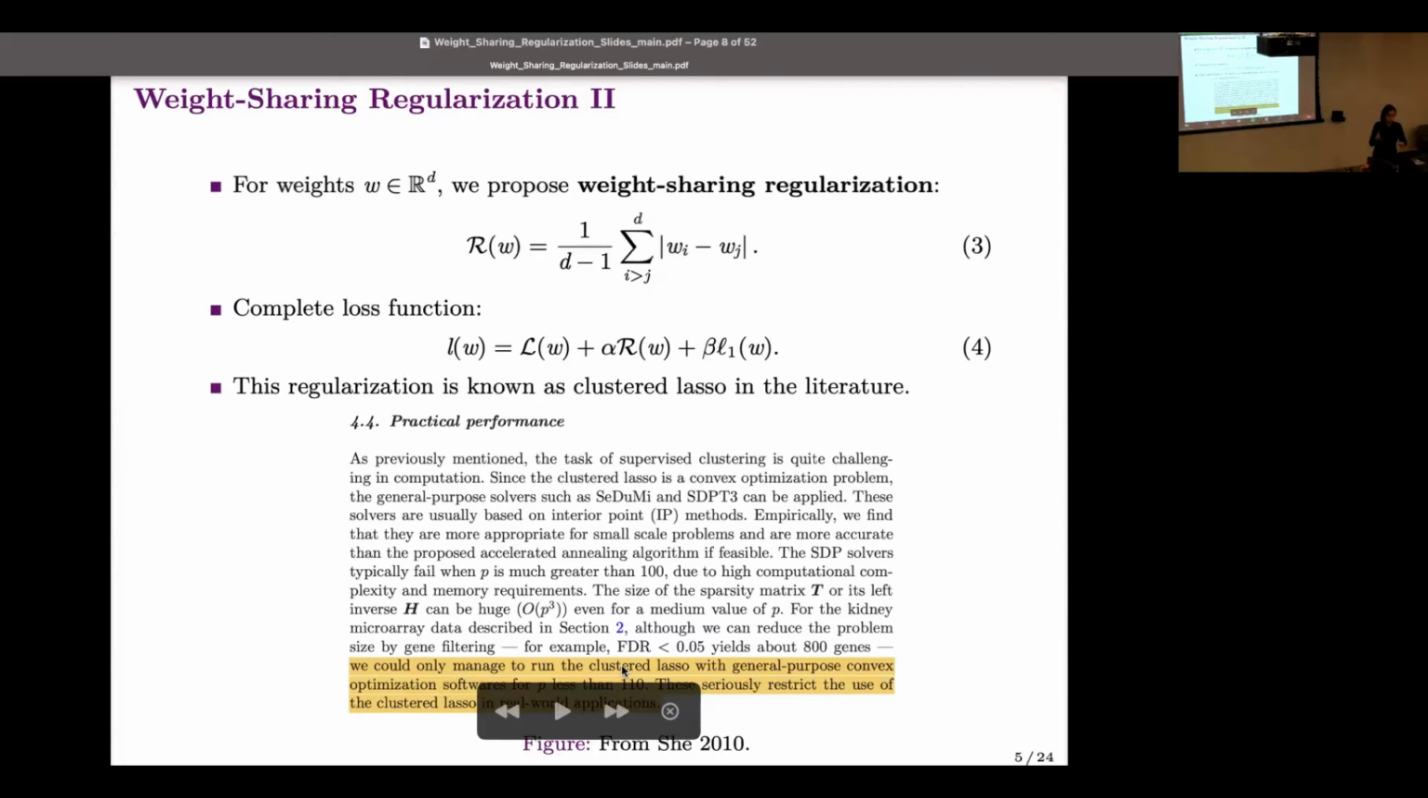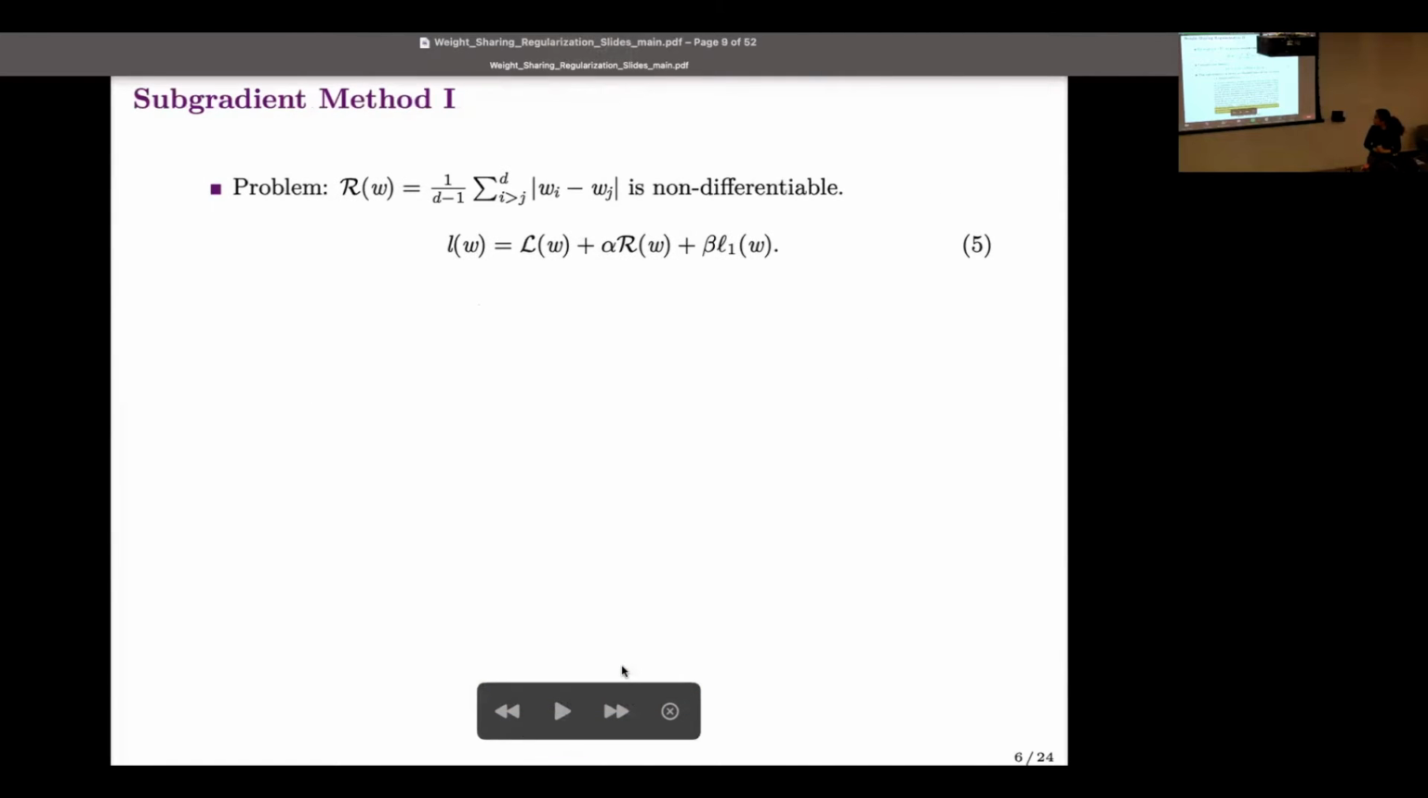So the dimension for which they could give algorithms for this regularization in linear regression, in a much easier setup than ours, was 110. A spoiler is that we're going to apply this to a neural network by the end of the talk. So we're going to expand this. This is one of the main contributions of the work.